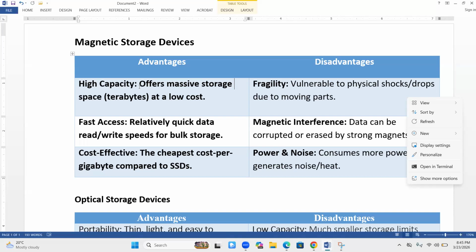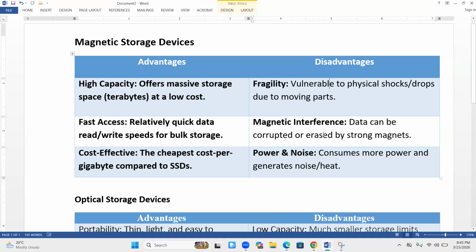Then the disadvantages. They are vulnerable to physical shocks and drops due to moving parts. In magnetic storage devices there are moving parts, so because of this, shocks can damage them. That is a disadvantage.